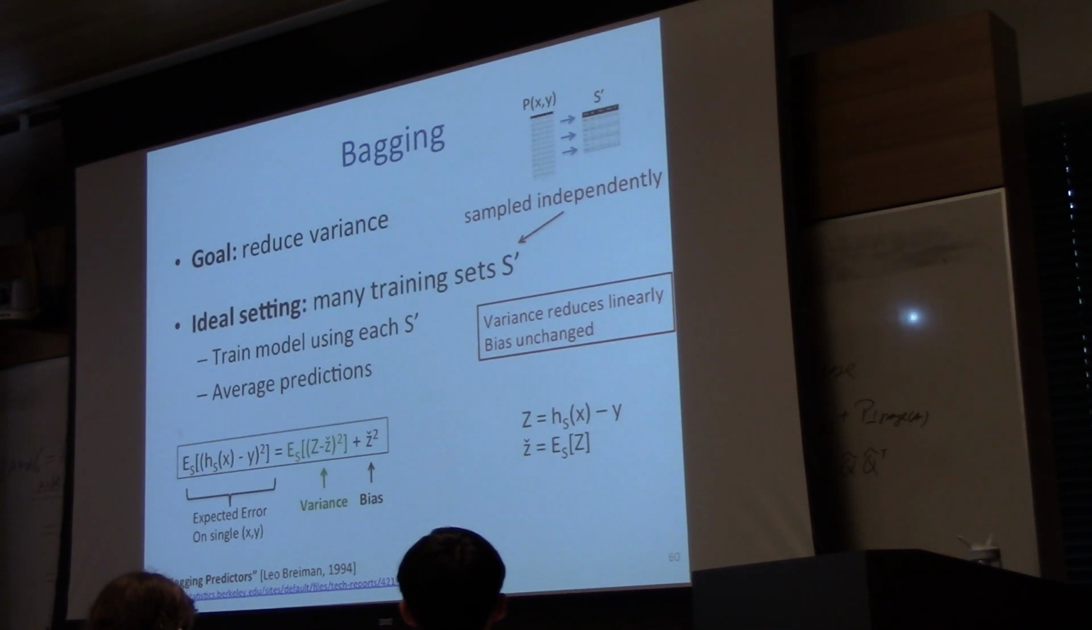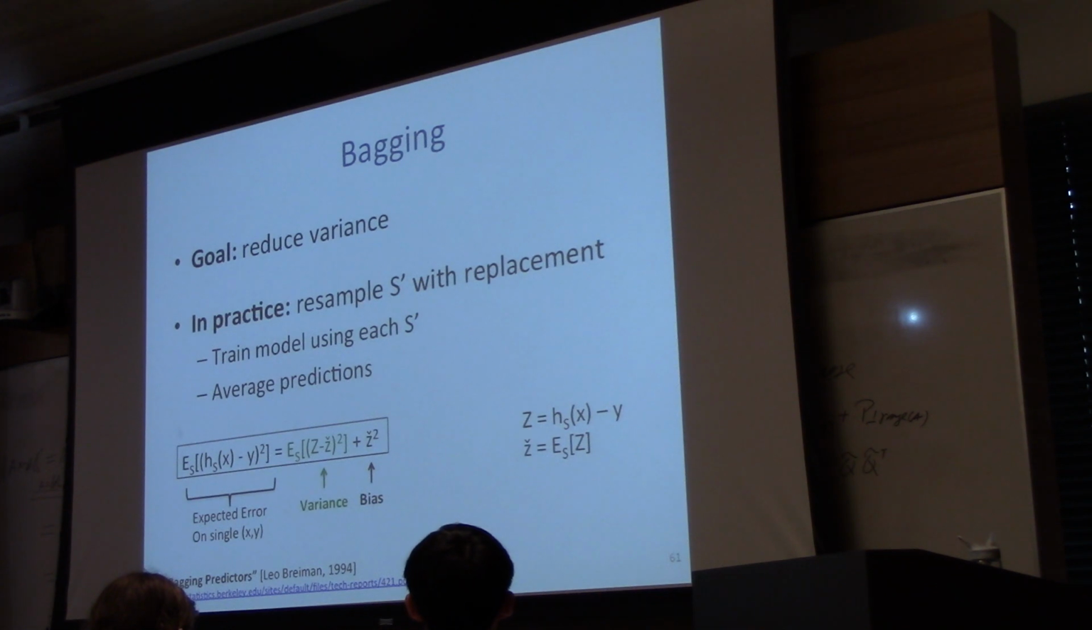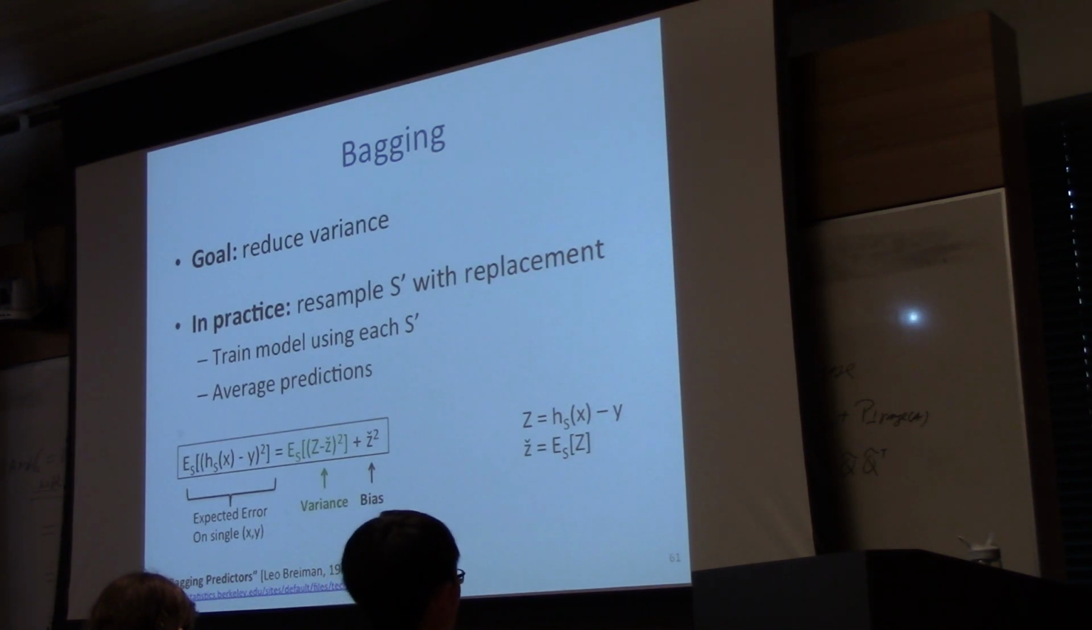If we're able to do this process. Of course, in practice, this is preposterous. Like we can't do this. And we just have one single training set. That's it. And so what we do in practice is instead of sampling S prime from the test distribution all over again, which we can't do, we resample S prime from the training set S with replacement.